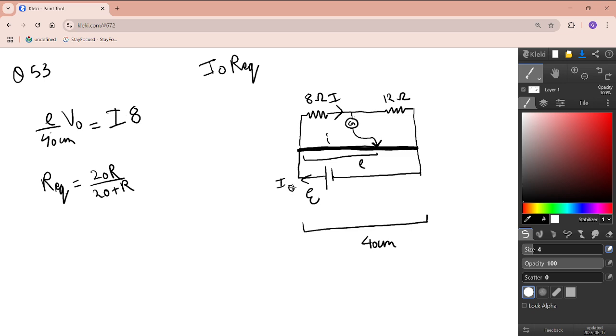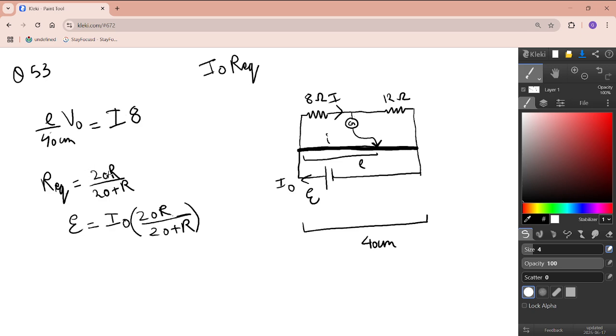And I naught, of course, let's just assume the electromotive force is epsilon. So epsilon is equal to I naught 20 R upon 20 plus R, right? Maybe we would not even use this fact, but the question becomes easy to solve, honestly.